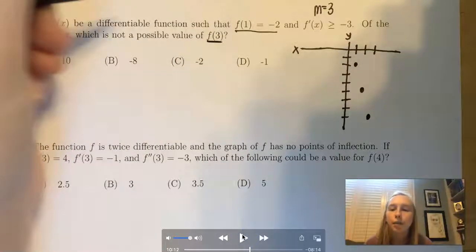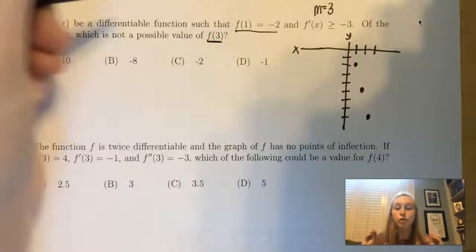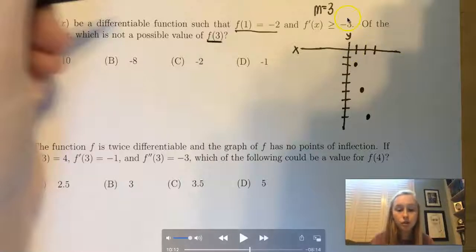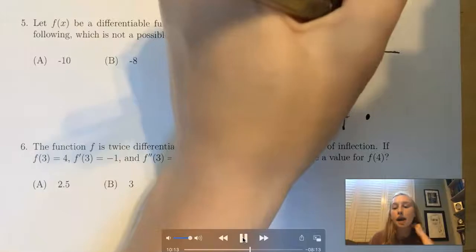So it's 3, what's that? 1, 2, 3, 4, 5, 6, 7, 8. So it's (3, -8) is the point we're given. So do not go and jump on the answer -8. That is an option, but it is not the right option. So now we have a line.